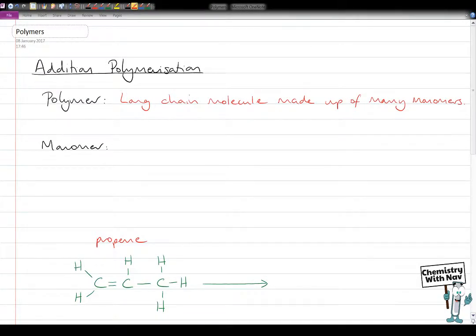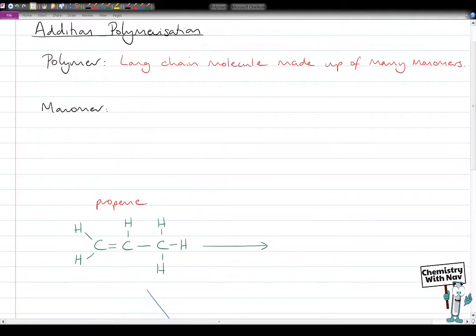In this video we're going to take a look at polymers, and for AS that's going to be addition polymers, so the process is known as addition polymerization. First of all, a polymer itself, what is it? Well, it's a long chain molecule made up of many monomers. And the monomer is a discrete molecule, meaning it's an individual molecule. And in this instance, for addition polymerization, it's going to be an alkene.